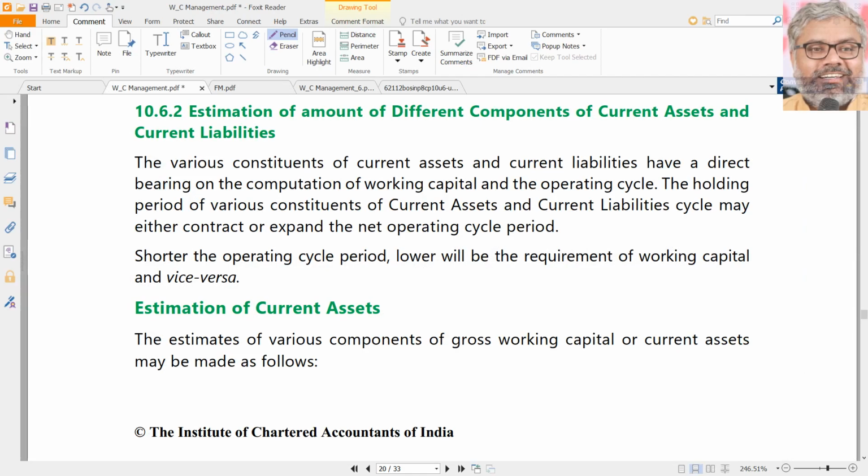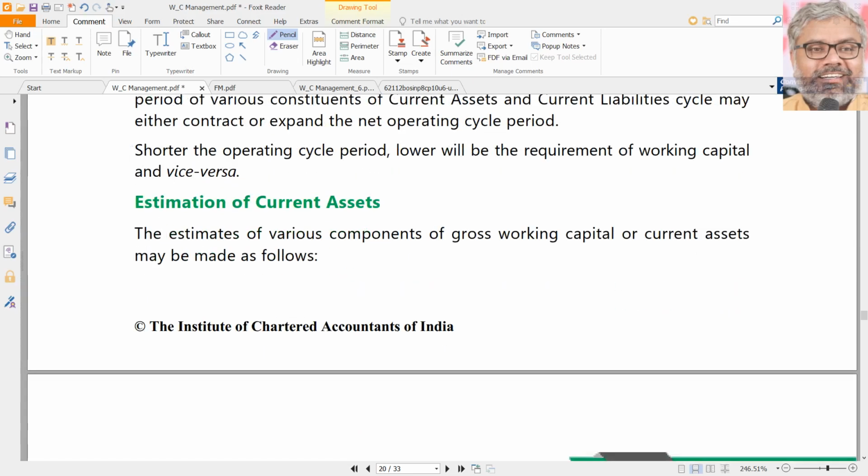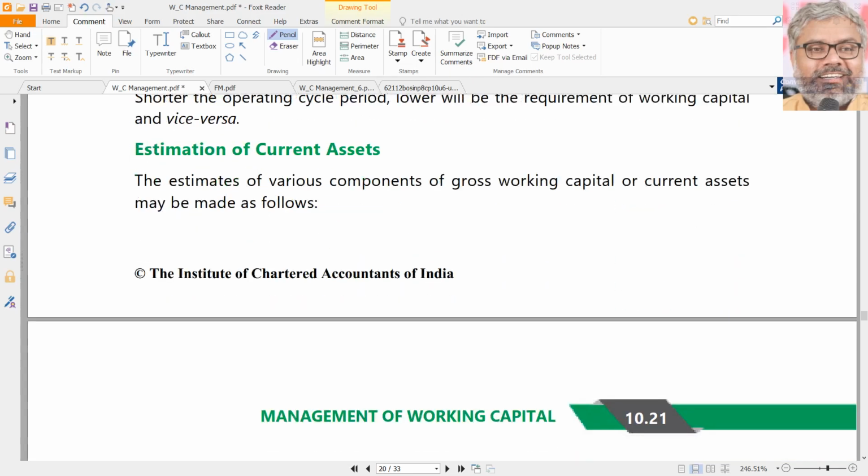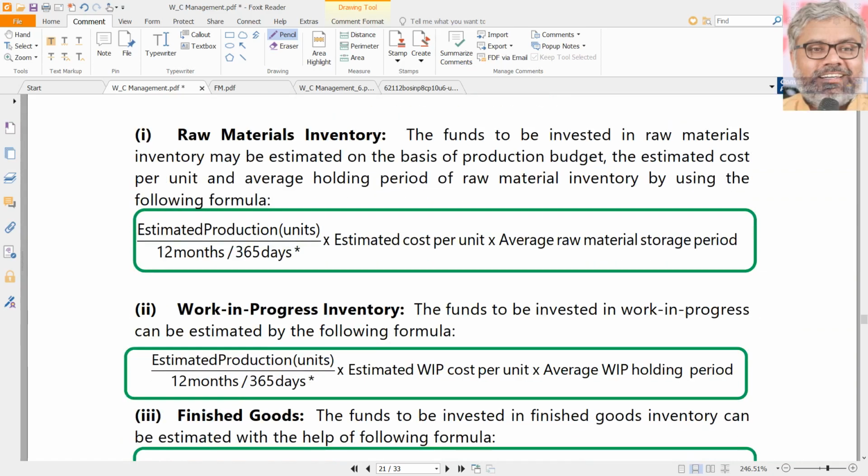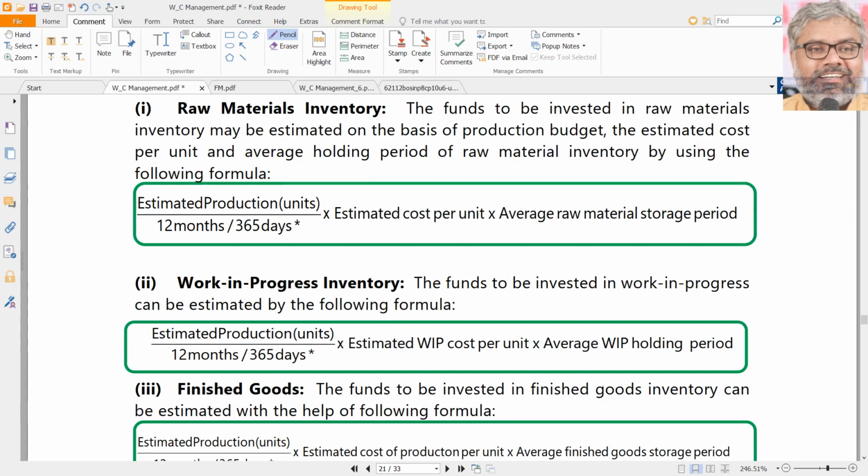Now let us look at another way of estimating different components of current assets and current liabilities. Here we will take the production according to the actual estimation, and on the basis of the cost associated with each of them, we can find out how much raw material inventory will be required, how much work in progress inventory will be required, and how much finished goods will have to be maintained at every time. How much funds are invested in each of these current assets can be found out using this common point.